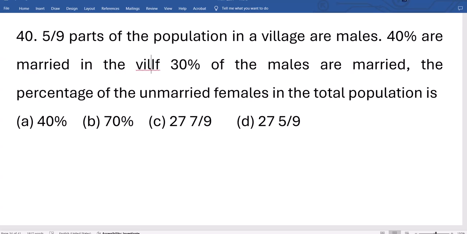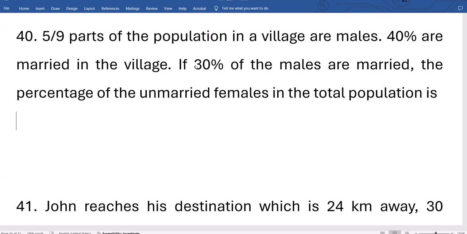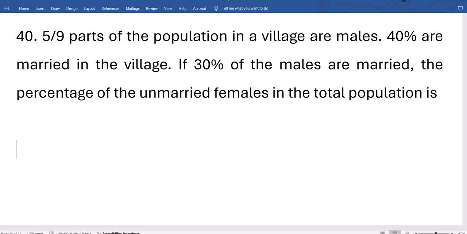Ignore the options, because I'm adding this one line extra. Now you can try. In that village, 40% are married, meaning 40% of the total. Male is there, female is there. But among males only, 30% are married. Right. Now, sir, in the question there is no information regarding the total number of people.